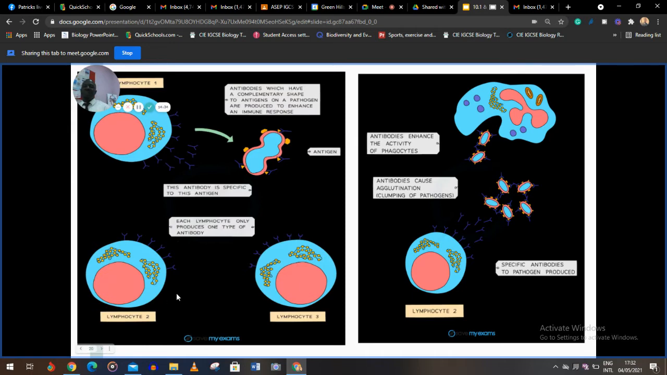So you have the T lymphocytes. This is lymphocyte B and 3. Then antibodies enhance the activity of a phagocyte. You see many of them are attaching on this antigen, so they are putting them together for this phagocyte to come and feed on all of them, or digest all of them, at once.